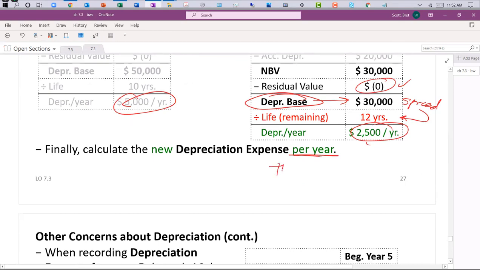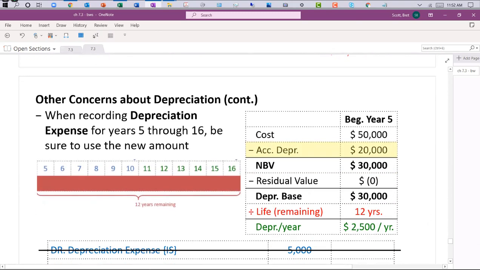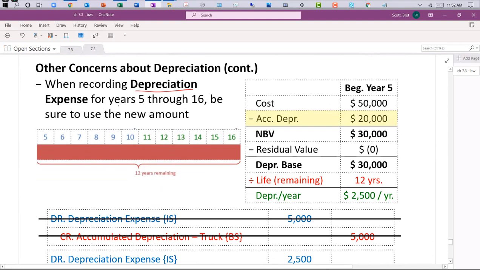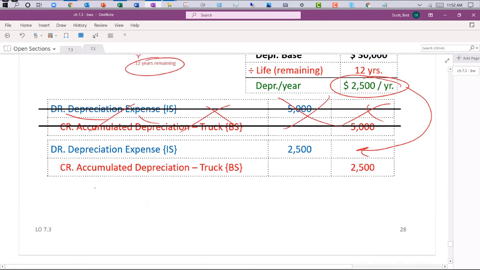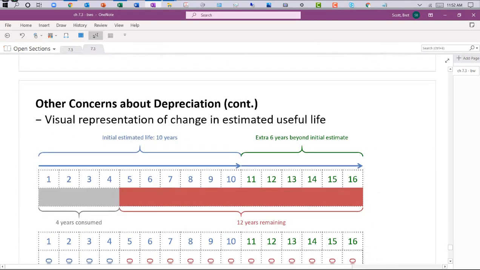So it's a thinner spread of cost per year. And I have a little visual down below. We can take a look at this. When we're recording depreciation expense for years 5 through 16, this is our new life, right? 12 years remaining. We want to make sure that we're using the 2,500 in our depreciation expense. Don't use the previous amount. A lot of people miss that. Again, grade exam problem. Make sure you know how to do that calculation.